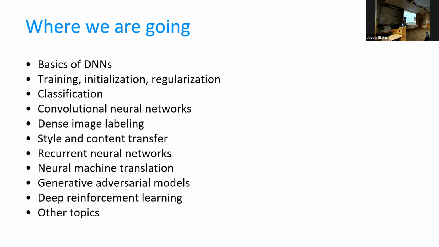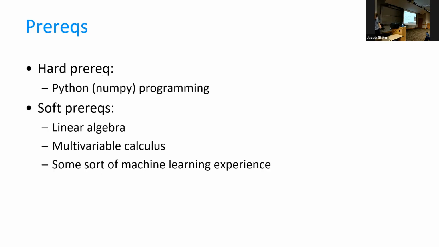We'll talk about recurrent neural networks, neural machine translation, so using neural networks to translate between languages, generative adversarial models, or GANs, as well as other generative models like diffusion, that's another type of generative model, deep reinforcement learning, and some other topics. So that's what you have to look forward to. We discussed all of this last time.